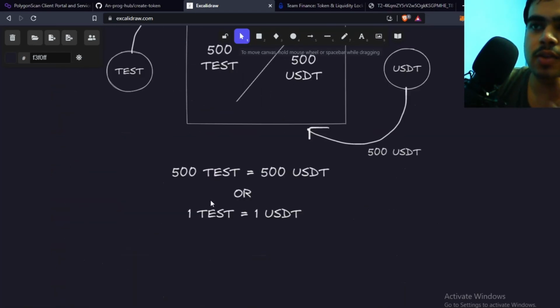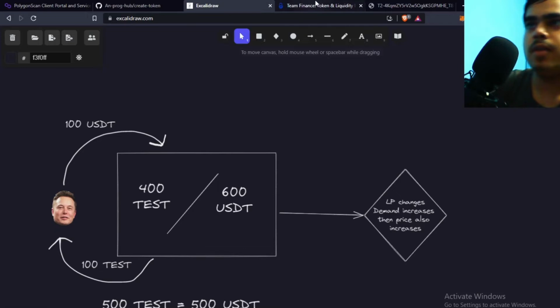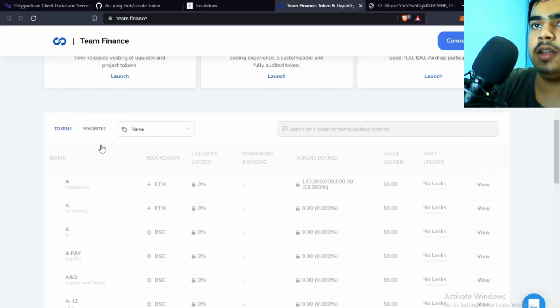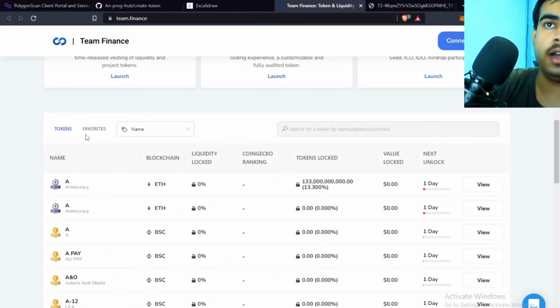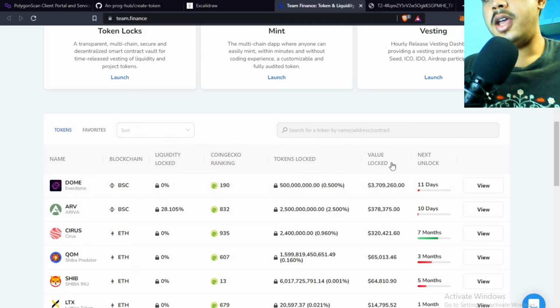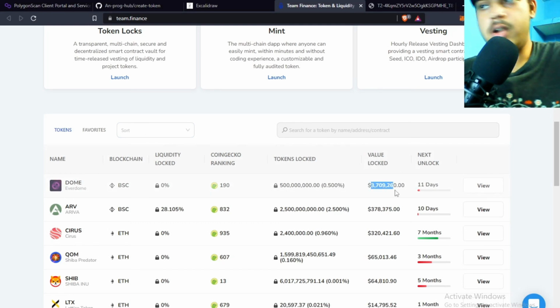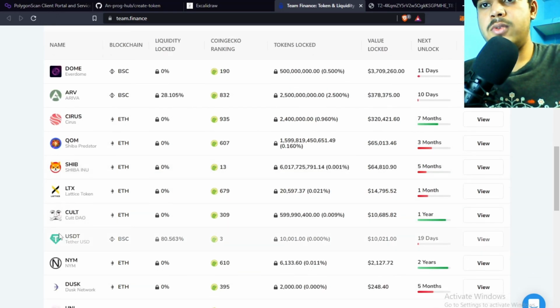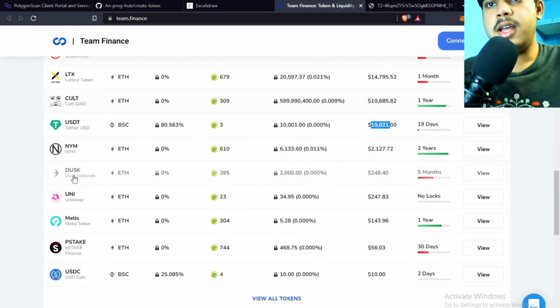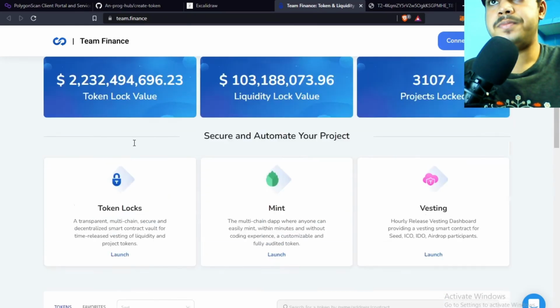There are a lot of places where you can lock the liquidity for your tokens. There's a famous website, team.finance. Over here you can find and sort tokens. Let's say in our case, I just refresh the website and see how it goes, right? Over here you will see there's a section of value locked, and there's a lot of value, almost $3 million. If you look at the USDT, it has $10,000, and the next unlock would be in 19 days. And there are a lot of other options as well, right?